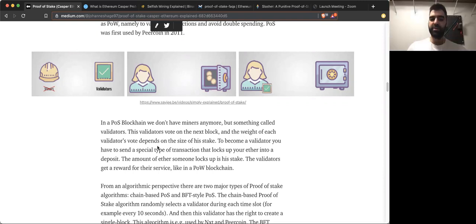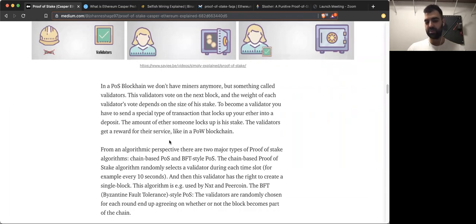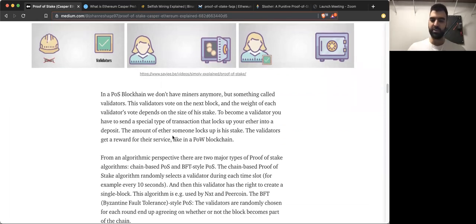Okay, and to become a validator, you have to send a special type of transaction. For Ethereum, this transaction would contain some ether, and that ether will be locked into the network. Every time you validate a block, you get rewarded in ether. So that's the way this works, right? Instead of a miner pumping electricity into validating blocks, you have someone backing a block with money, basically the ether they control.